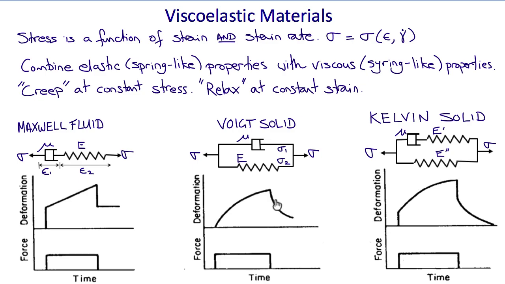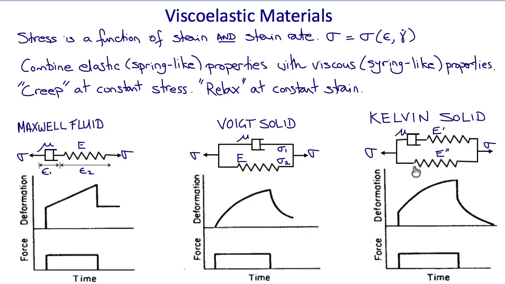In the Voigt solid model, when the force is applied, initially nothing happens because it takes a finite amount of time for the syringe to start to stretch out. And as it does, it stretches the spring, which therefore slows down the syringe. As the force is removed, then the spring gradually brings the material back to its original state. So this is more of a solid-like behavior.